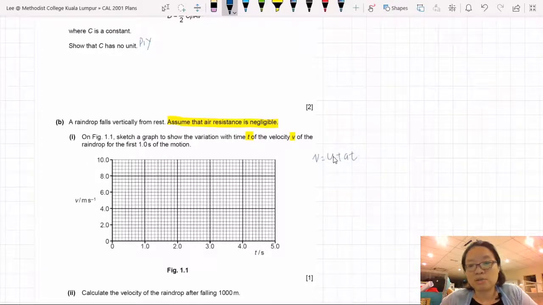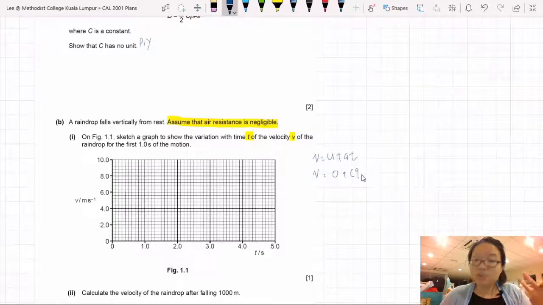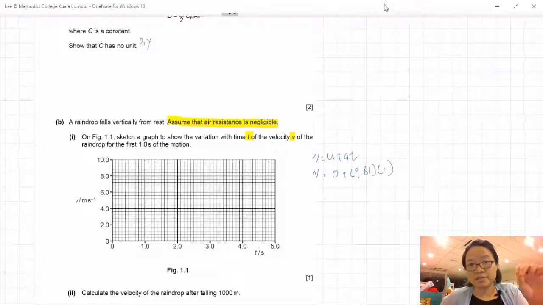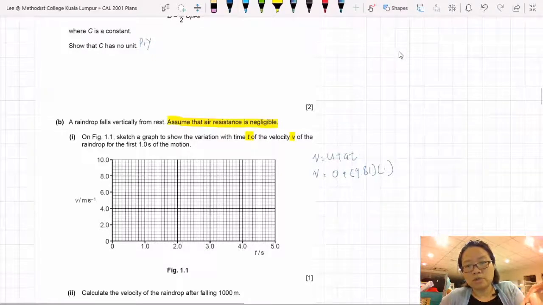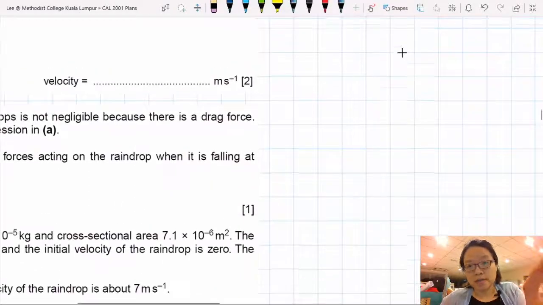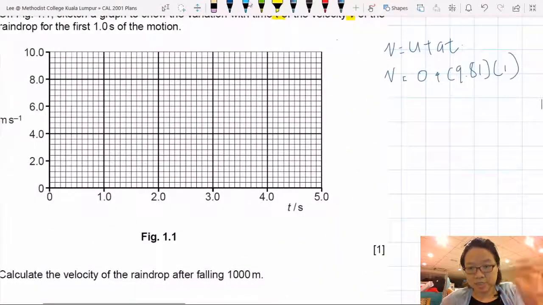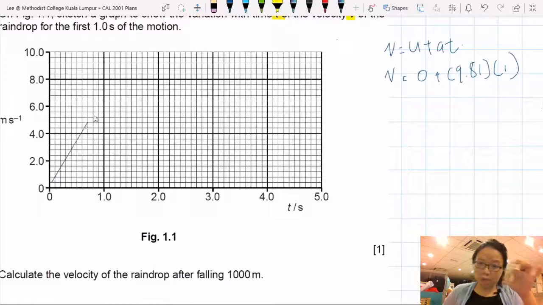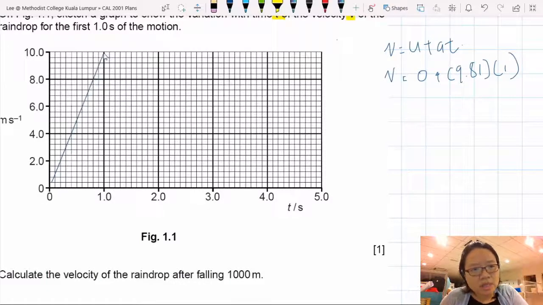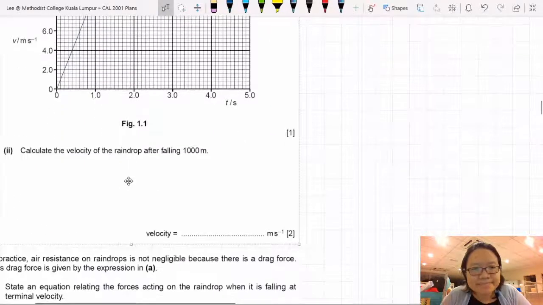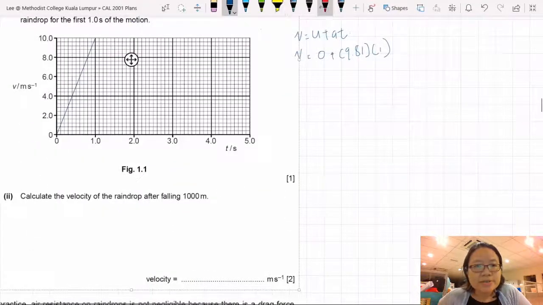So if you remember this equation, v equals u plus at, the raindrop is free falling if there's no air resistance. So I'm just going to put 0, 9.81 and 1 here. You can see that after 1 second, the speed would have increased from 0 to 9.8, or 0 to 10. So in 1 second, it goes from 0 to 10. Okay? I'll draw it slightly under 10.